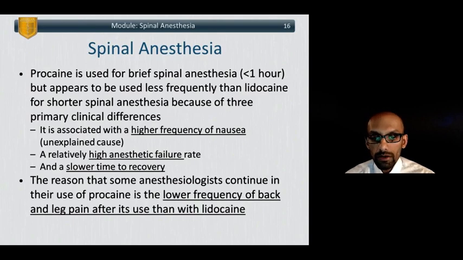So there are block-related complications and drug-related complications. We don't typically use procaine anymore as a spinal anesthetic, associated with a higher frequency of nausea and high anesthetic failure rate and a slower time to recovery. Overall, it's the lower frequency of back pain and transient neurologic syndrome compared to lidocaine, but there are other alternatives there, so we don't typically use procaine very much anymore.